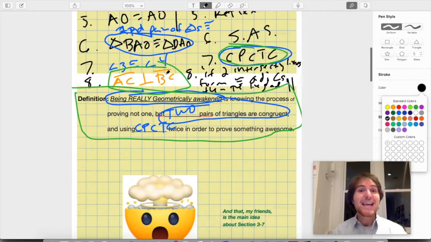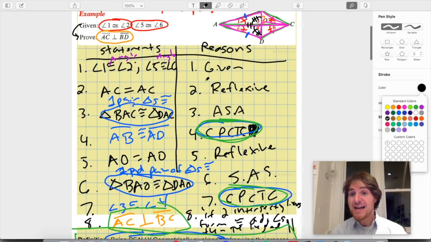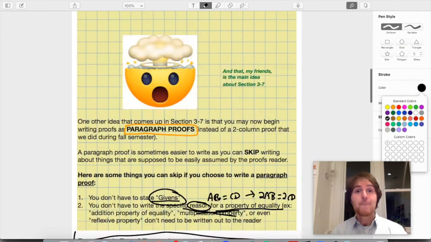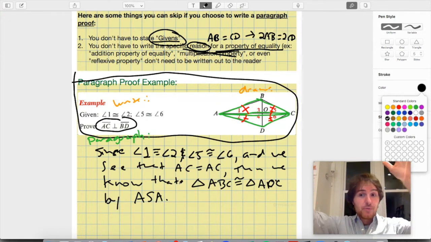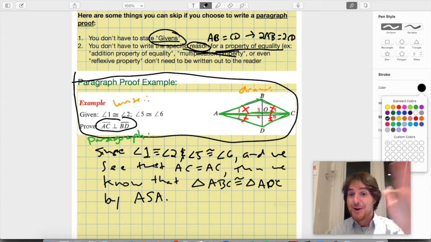Okay, so we said all of that in that order up top in a two-column proof. But here we said those first three steps in one sentence down here in the paragraph proof. So you can pick which way you want to do this, two-column proof way or paragraph proof way. A lot of people might think this is easier, might think this is faster. I leave it up to you to decide.